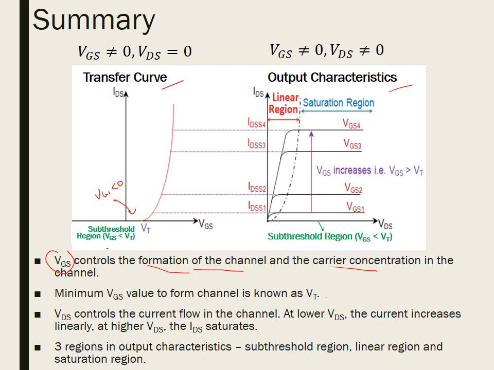On the other hand, VDS controls the current flow in the channel. At low VDS, the current increases linearly, and at higher VDS, the IDS saturates. Varying both VDS and VGS and measuring IDS will give this output characteristic. There are three regions in output characteristics, which are the subthreshold region, linear region, and saturation region.